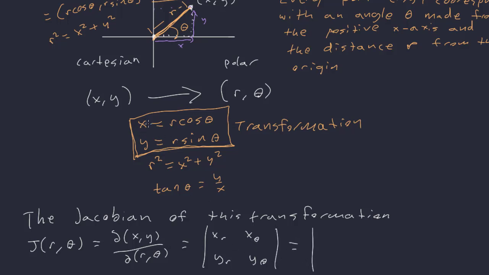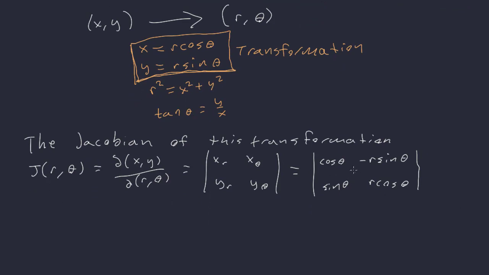Well, x sub r: if we take the derivative of x, which is r cosine theta, with respect to r, that makes cosine theta a constant, and the derivative of r is going to be 1, so we're just going to get cosine theta. Now, the derivative of x with respect to theta, now theta is our variable, so we're going to get negative r sine theta. When we differentiate y in terms of r, so y sub r, that will be sine theta. And the derivative of y with respect to theta is going to be r cosine theta.